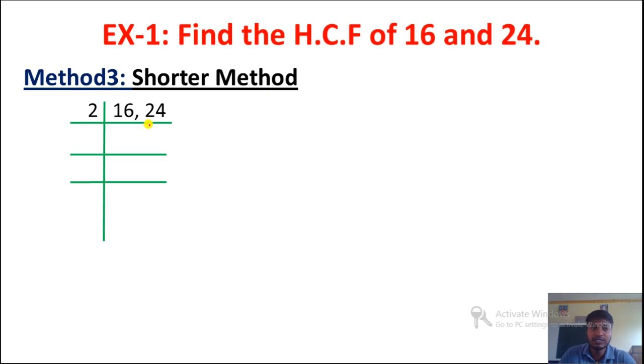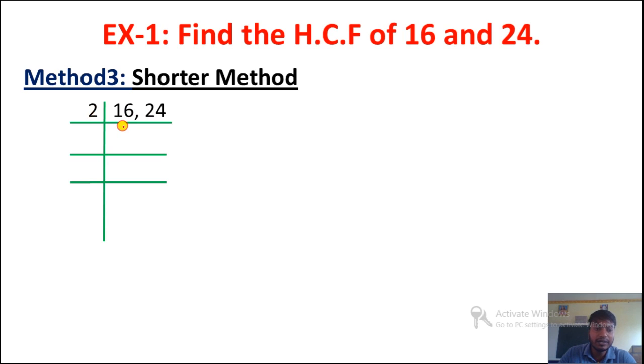So let's solve this. Here we have 16 and 24. As you can see, both are in the same place. Now we have to think of the smallest prime number which can divide both the numbers exactly. Understood? Here in 16 and 24 both are even numbers, so easily we can divide by 2. So we will take 2 first.